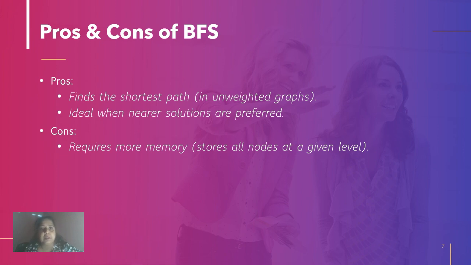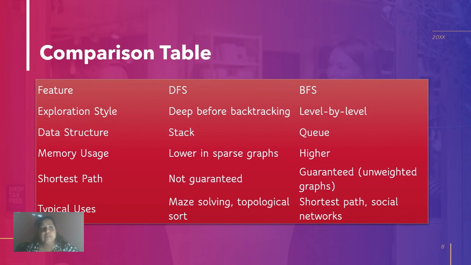Now let's compare these two, DFS and BFS, by feature. Exploration style: DFS goes deep before backtracking, BFS goes level by level. Data structure: DFS uses a stack, BFS uses a queue. Memory usage: DFS is lower in sparse graphs, BFS is higher. Shortest path: DFS not guaranteed, BFS guaranteed in unweighted graphs. Typical uses: DFS maze solving and topological sort. BFS shortest path and social networks.